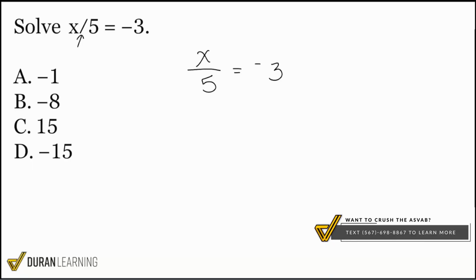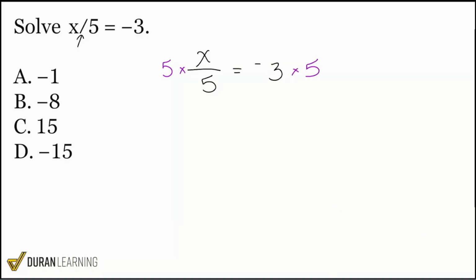So what that means for us is just multiply both sides by that 5, just like that. Multiply both sides by 5, and we're good to go. The 5 cancels out on the left. We got x by itself. And then we just have to deal with -3 multiplied by 5. Now I think we all know that 3 multiplied by 5 is going to give us 15.